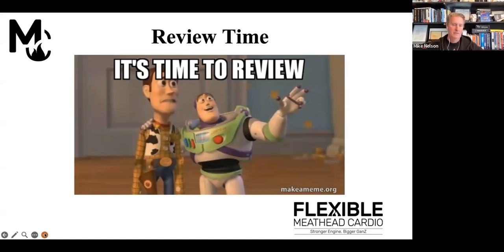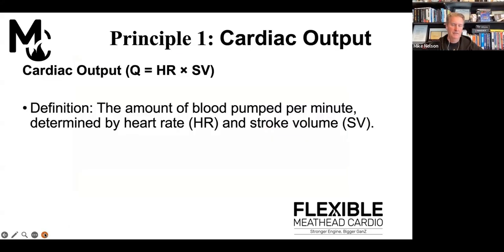A little bit of review of what we covered last time. Last time we covered what I think are probably the two biggest principles. Number one is cardiac output, often referred to as Q, or sometimes just CO. It's the amount of blood pumped out per minute, determined by heart rate times stroke volume. So cardiac output is literally how much is coming out of the heart, and it's determined by stroke volume times heart rate.